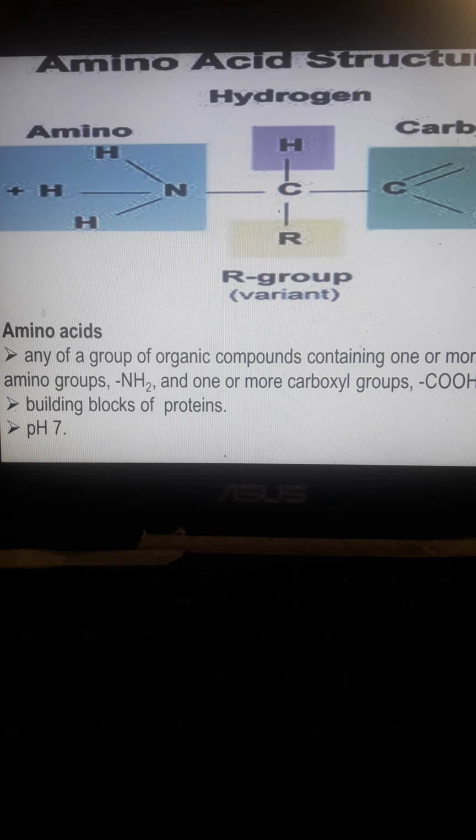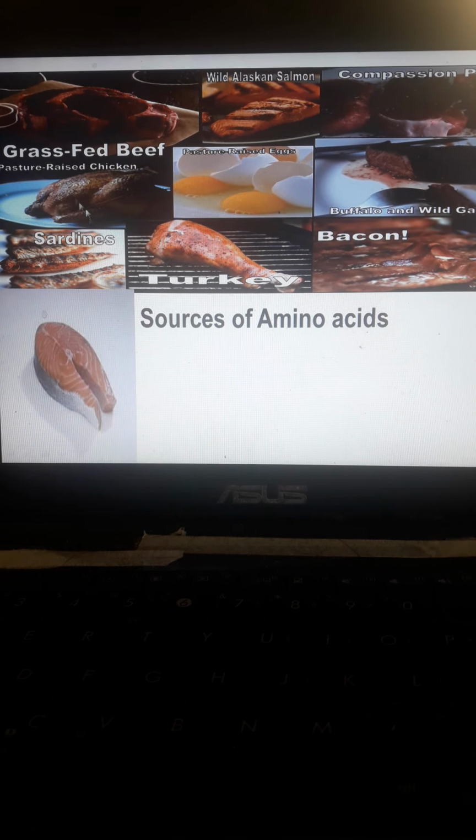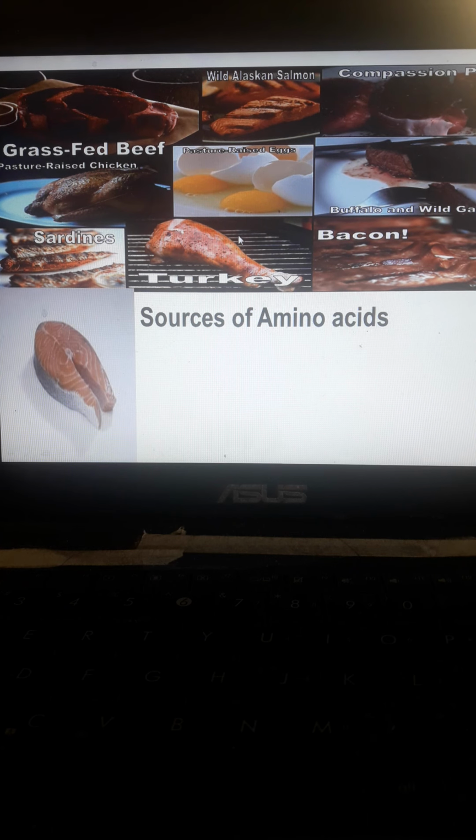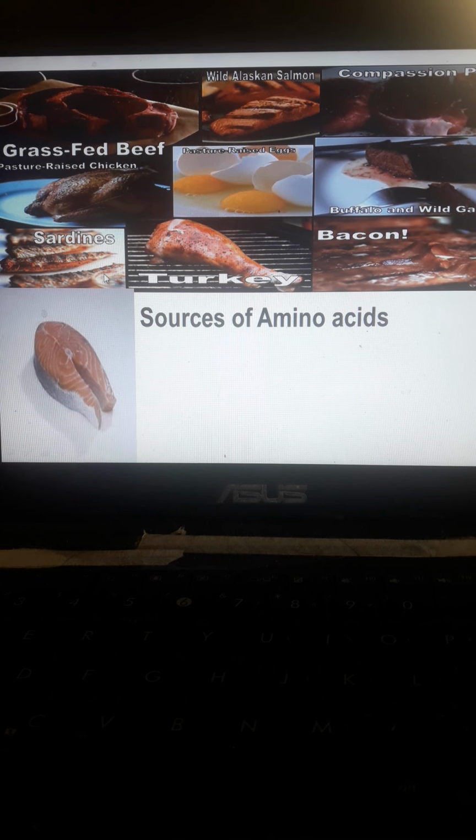Peptide plus peptide, it will form a polypeptide known as protein. So usually they maintain the pH of 7. So ano yung mga source ng amino acids? So usually yung mga meat, eggs, fish, and then mostly ito yung mga maraming amino acids usually coming from the pork meat, beef meat.